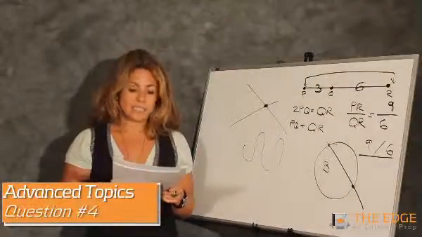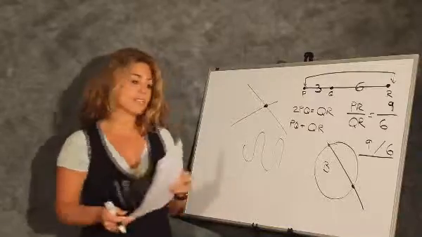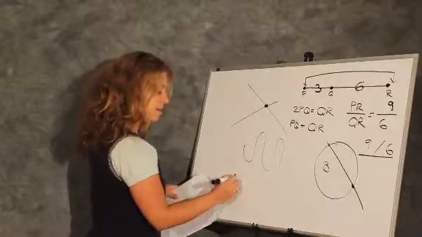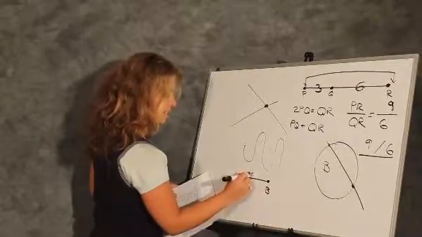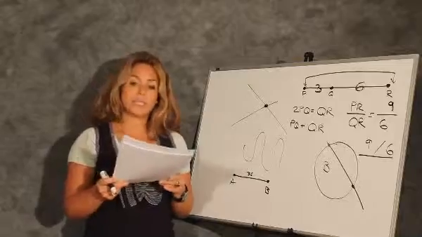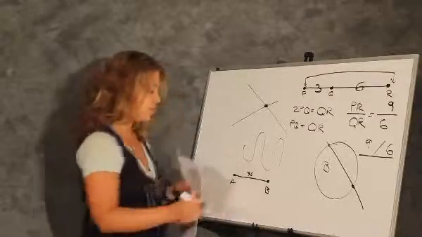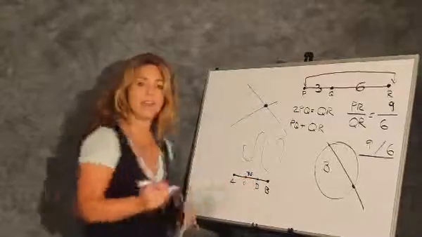Number 4 says segment AB has a length of 36. So we know AB is 36. Then it tells us it contains points C and D. So C we could put here, D we can put there.